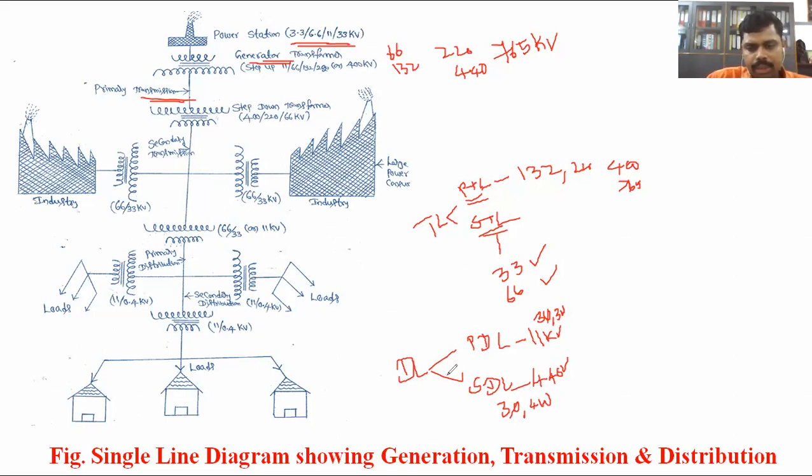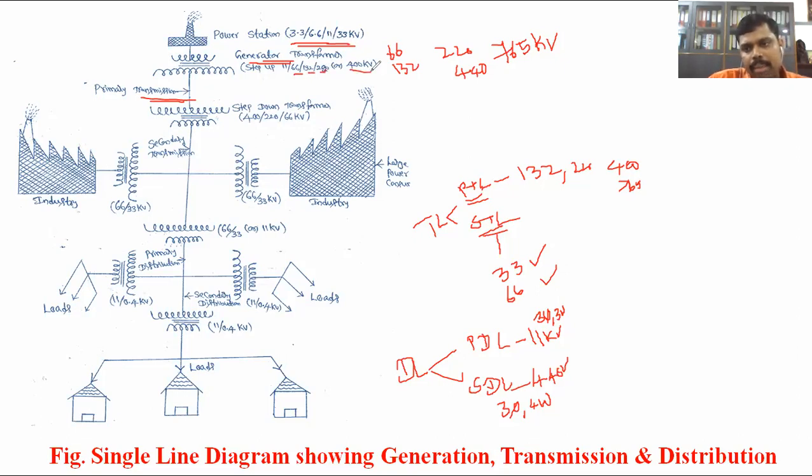How are they classified? Based upon the operating voltage and based upon the line length. We use the step up transformer only in the generating station. In all the remaining places we use the step down transformer. In the primary transmission line, this 3.3, 6.6, or 11 kV is stepped up to 66, 132, 220, 400, or 765 kV.